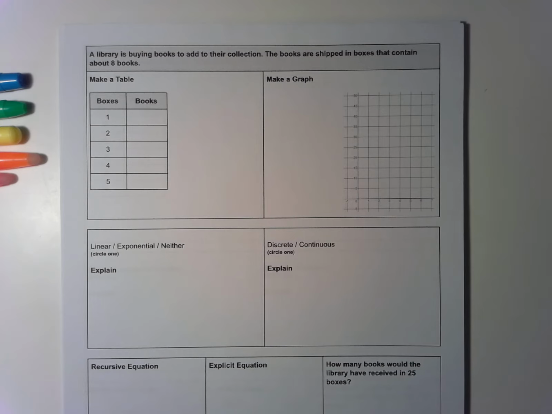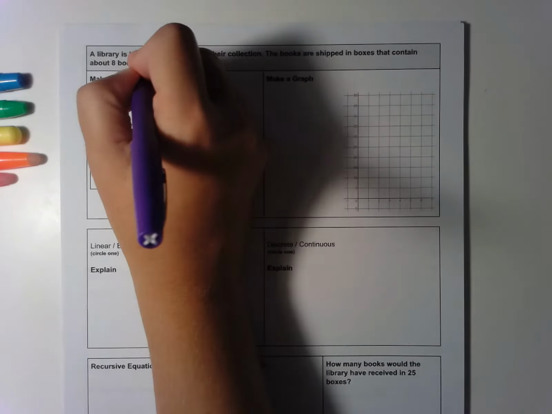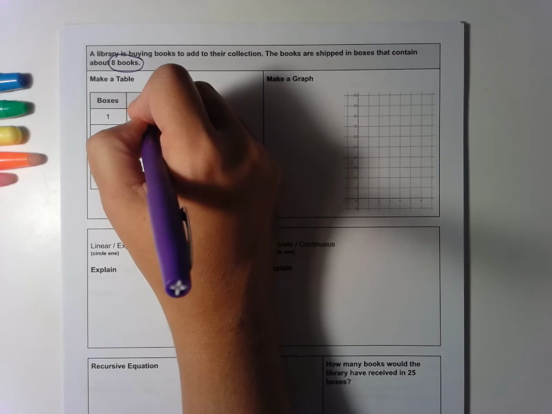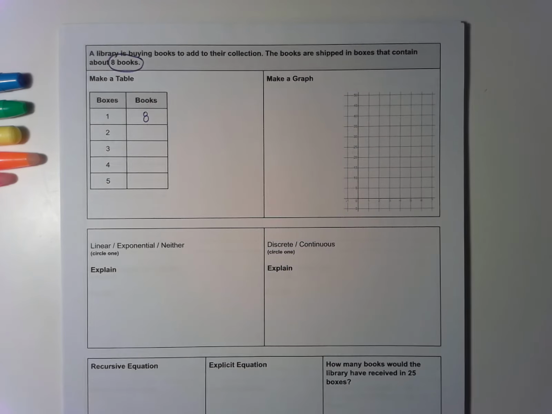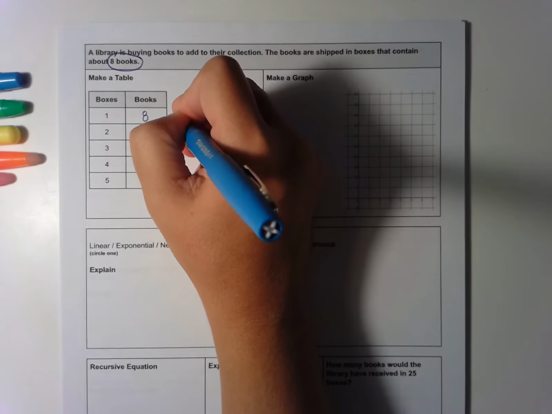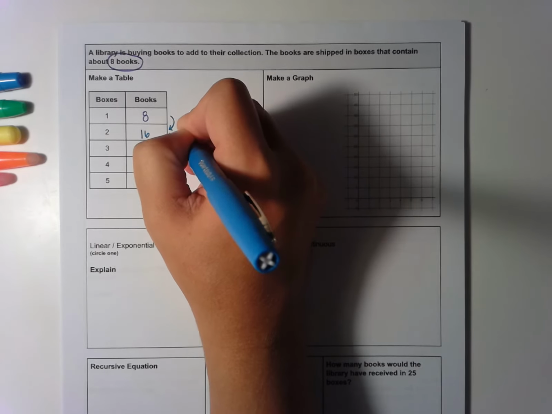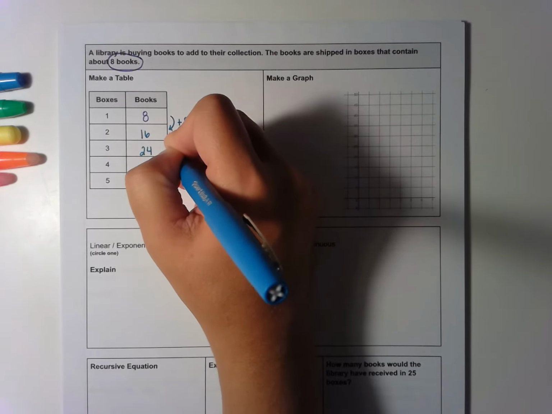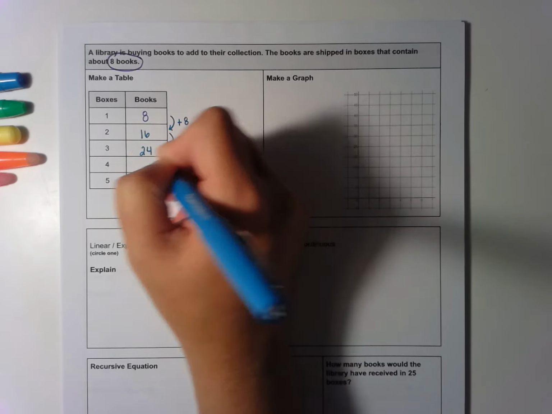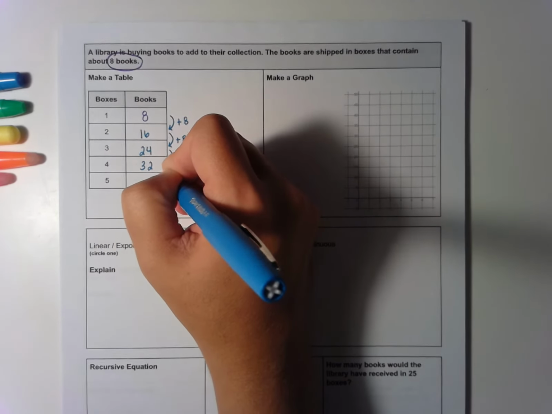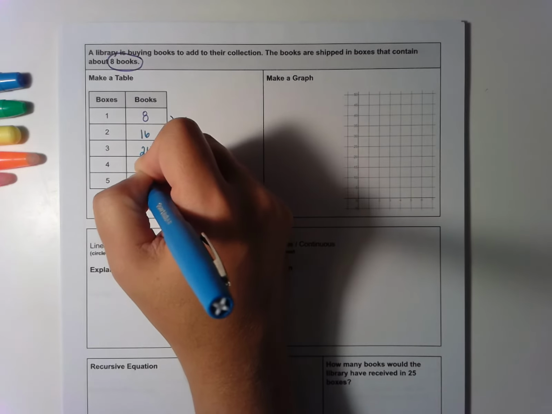So the problem says a library is buying books to add to their collection. The books are shipped in boxes that contain about 8 books. So if we wanted to make this table, since the boxes contain about 8 books, one box would have 8 books. Then we can figure out how many would be in the other boxes by just adding. So we would do plus 8 here, and we would get 16. Plus 8 more, and we would get 24. Plus 8 more, and we would get 32. And then plus 8 more, and we would get 40.